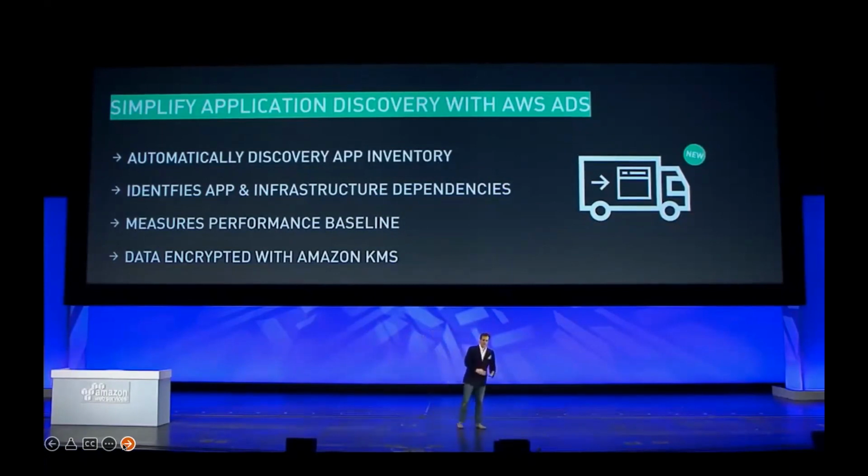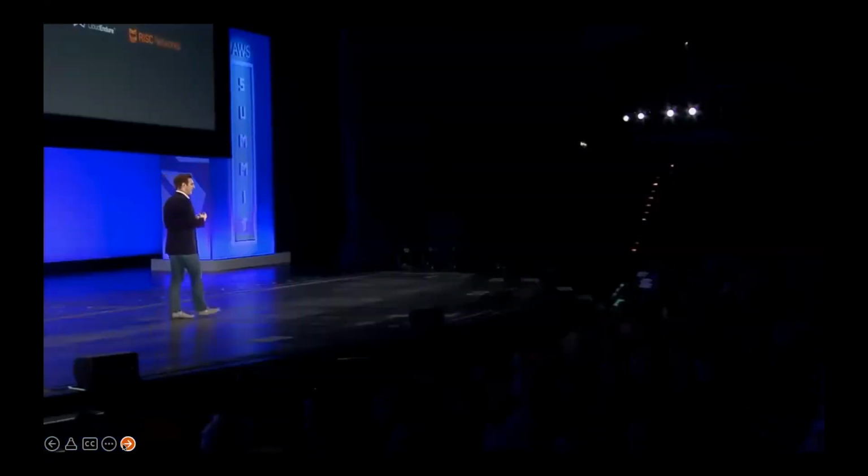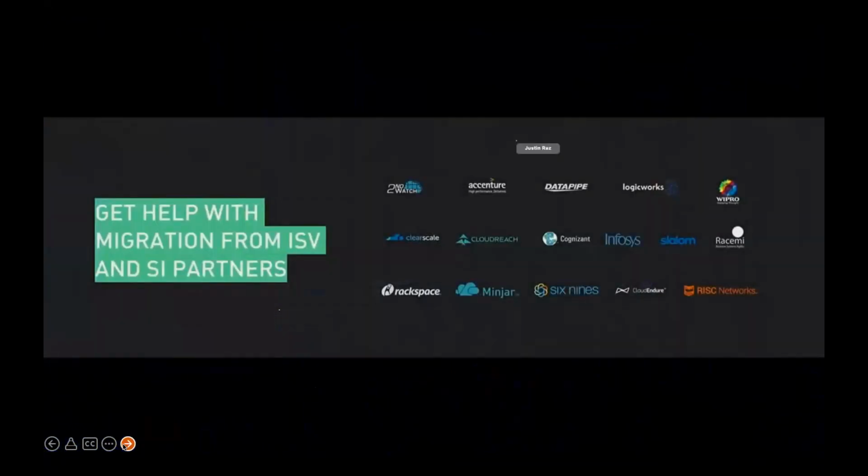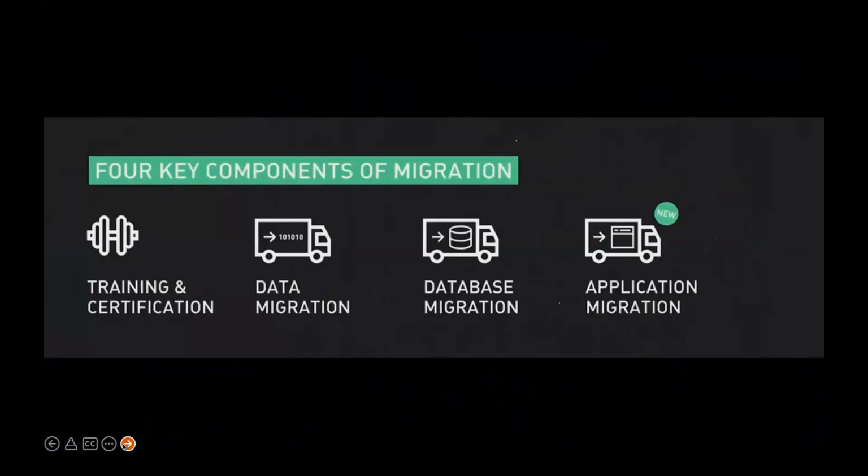And you can take that data, encrypt it with the key management service, and store it inside AWS. And then, with the help of key ISV and SI partners, such as those listed here, you can take that information and get help in migrating the physical applications onto AWS. So that is the AWS Application Discovery Service, and it'll be available in preview in the next coming weeks.